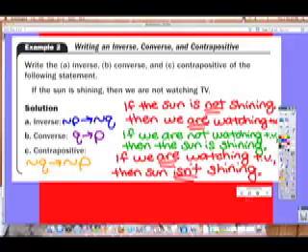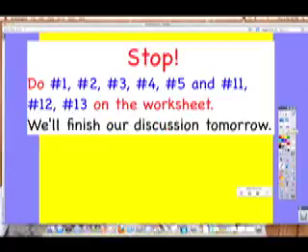I want to stop here on the notes, and we'll finish it tomorrow. So I'm about to pass out the worksheet, but are you going to do the entire worksheet? No, all you have to do is numbers 1 through 5, and then jump to 11, 12, and 13. We'll just finish our notes tomorrow.